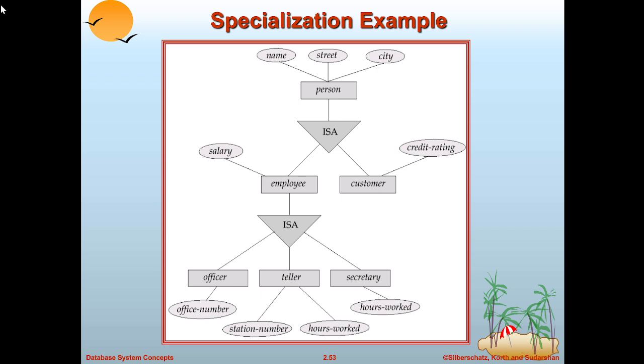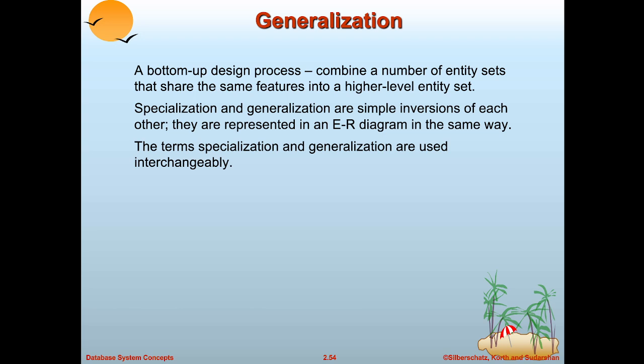If you have included specialization in your ER diagram, then your ER diagram is going to be called an extended ER diagram. Generalization. So the next type of relationship is generalization. Generalization means it's a bottom-up design process. It combines a number of entity sets that share the same features into a higher level entity set.